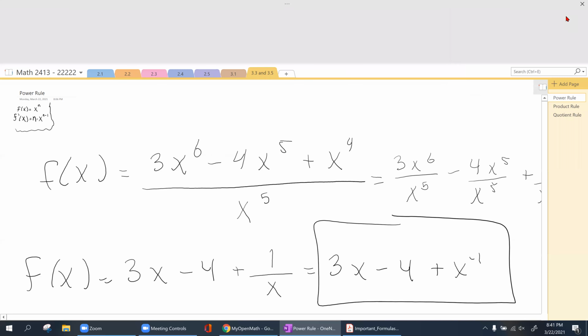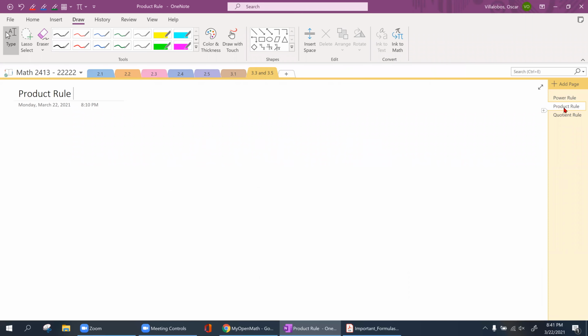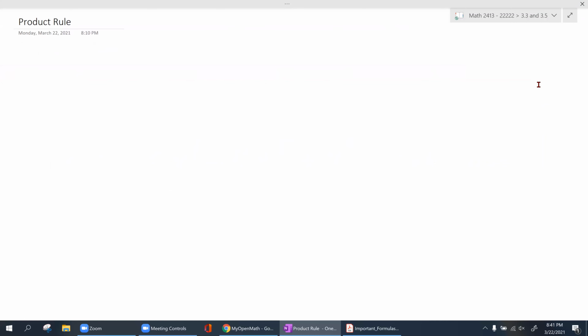So right now, we've been dealing with power rules. Now we're going to be talking about what happens when things are multiplying one another, or what can we do whenever functions are multiplying one another? All right, so let's go ahead and pull that up.